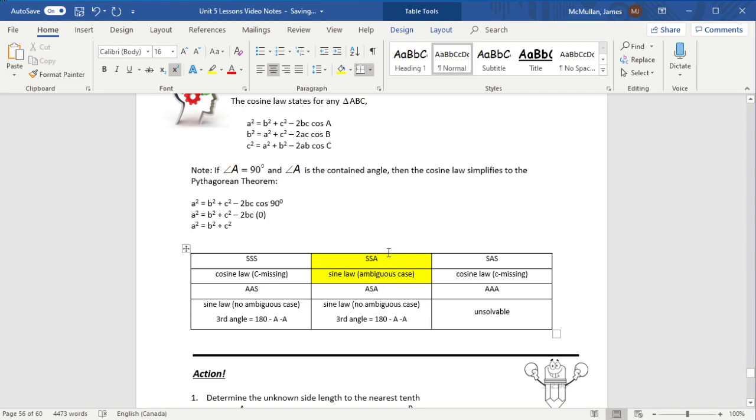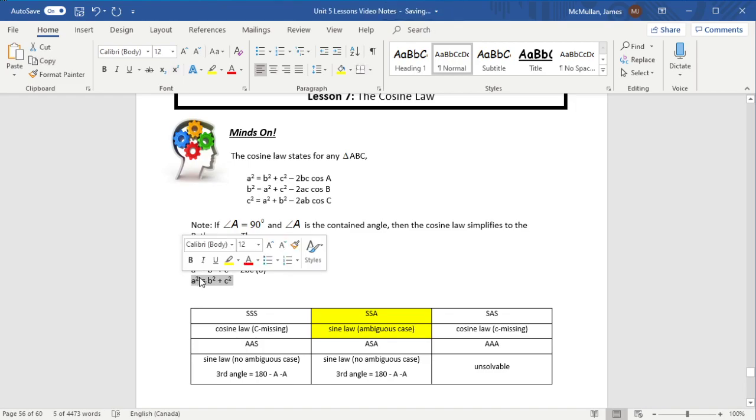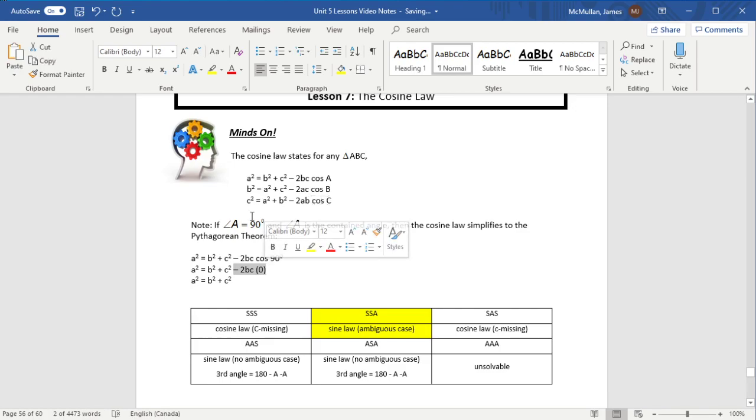Okay? Now the cosine law is basically the Pythagorean theorem, a squared equals b squared plus c squared, but it has a correction factor. And the correction factor is minus 2bc cos A. And the form of it we use most often is this one.